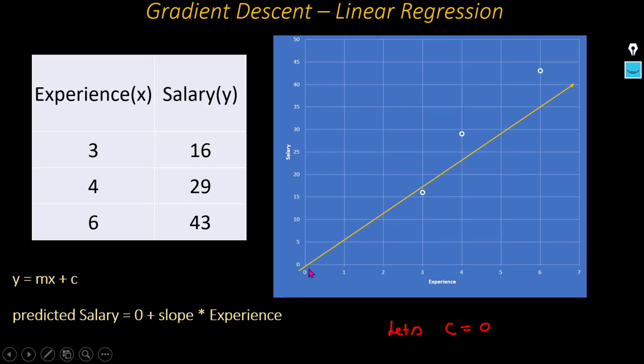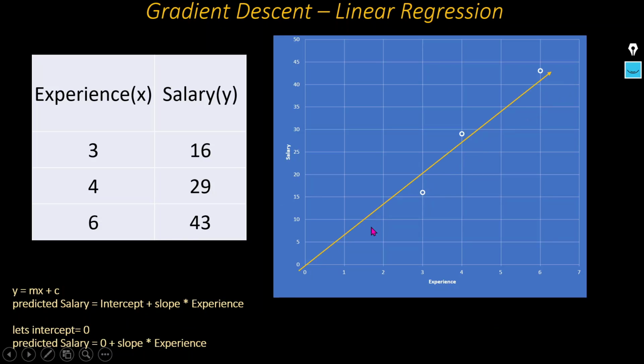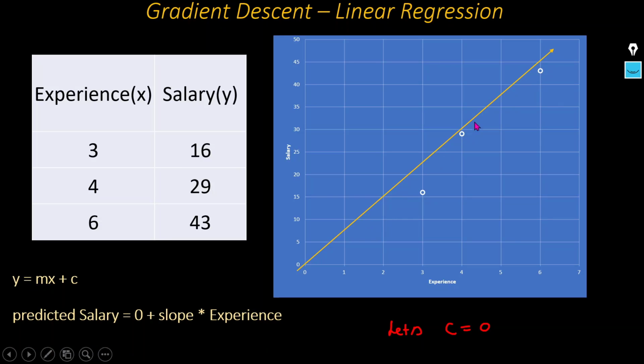So at c is equal to 0, I have this particular best fit line at any value of m. If I change the value of m, my equation will change, or we can say my best fit line will change. For a different m value, I will get a different line. So this way, by keeping c equal to 0, if I use different m values, I will get different best fit lines. But how can we decide the best fit line?